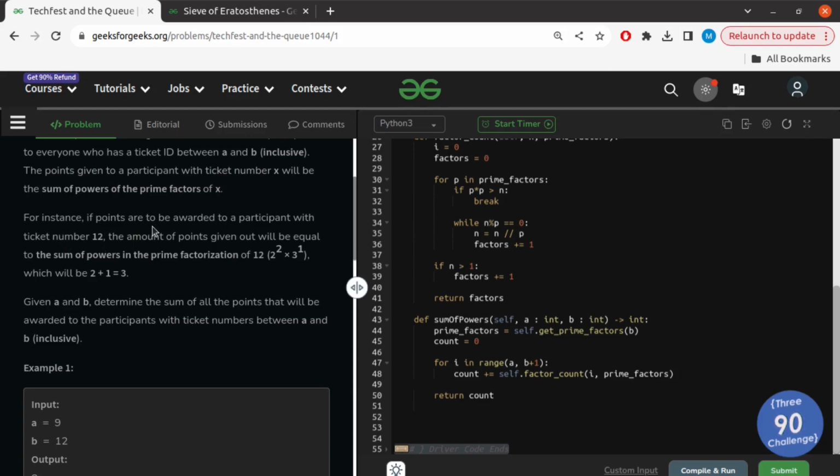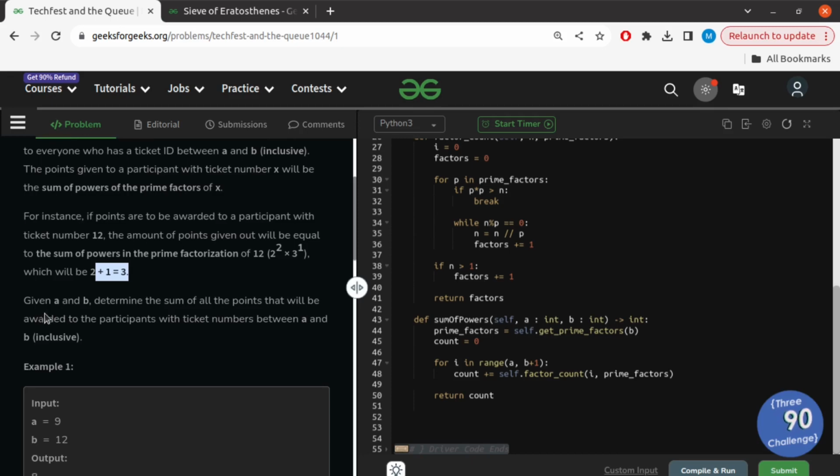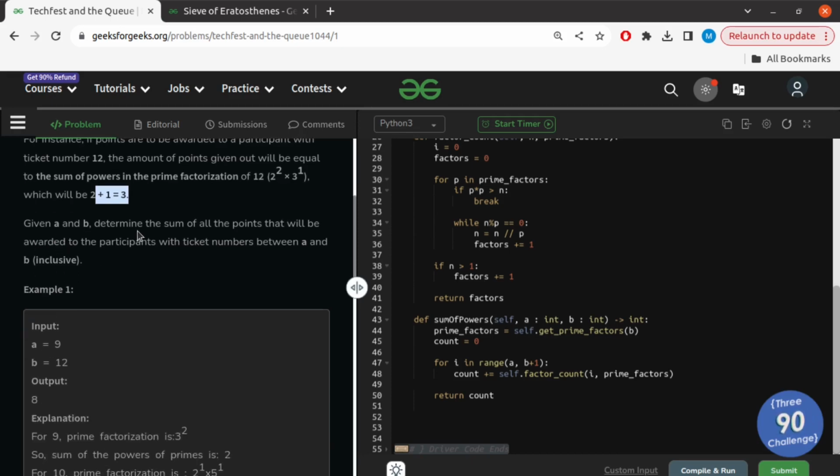For instance, if points are to be awarded to a participant with ticket number 12, then the amount of points given out will be equal to the sum of powers in the prime factorization of 12. The prime factorization of 12 is 2 squared into 3 to the power 1, and the powers are 2 and 1. So the points awarded to this participant will be 2 plus 1, which equals 3, right? And our objective is, given A and B, to determine the sum of all the points that will be awarded to the participants with ticket numbers between A and B inclusive.